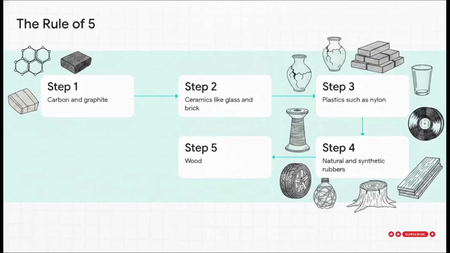Okay, here is your rule of 5. I want you to lock this mental checklist in your head right now. Ready? Step 1, carbon and graphite. Step 2, ceramics, which includes things like glass and brick. Step 3, plastics, like nylon and vinyl. Step 4, rubbers, both the natural and synthetic kinds. And finally, step 5, wood. Those 5 classes completely round out your material taxonomy.